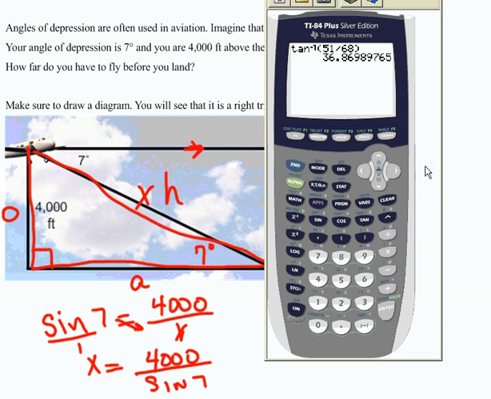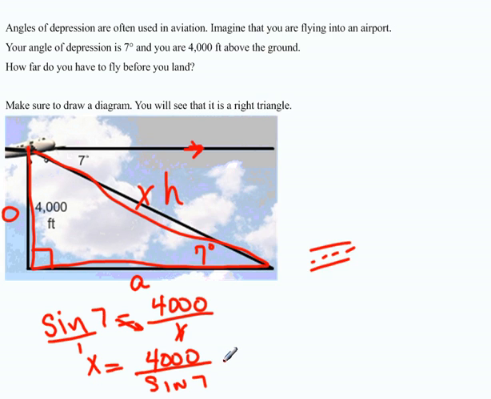Plugging that into our calculator, we're going to have 4,000 divided by the sine of 7 degrees. And we get an answer of 32,822. So how far is it until we land? 32,822 feet and some inches. We're going to round to the nearest whole number here.